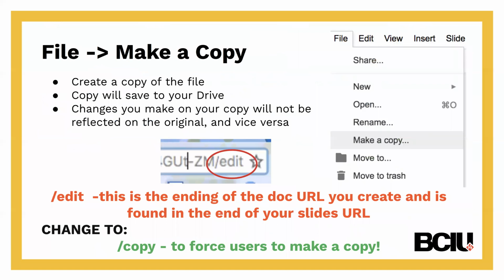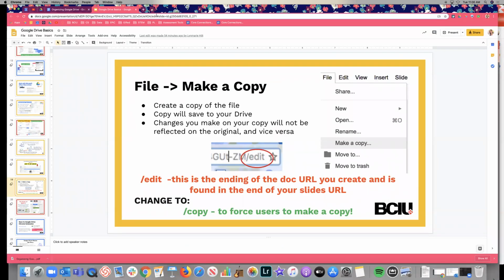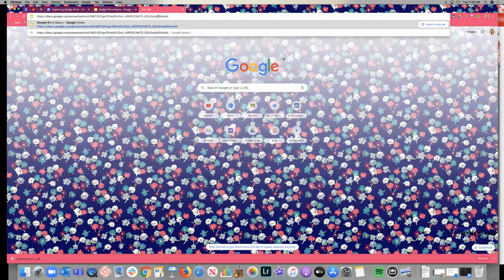There's a trick if you need to force someone to copy something: share a link with them that will force them to copy. The /edit word is at the end of every Google Doc, Slides, or Sheets link. If you change /edit to /copy and you paste that into an email, Google Classroom, or a website, when they click on it, they're going to get the prompt to make a copy. It's going to look like that.